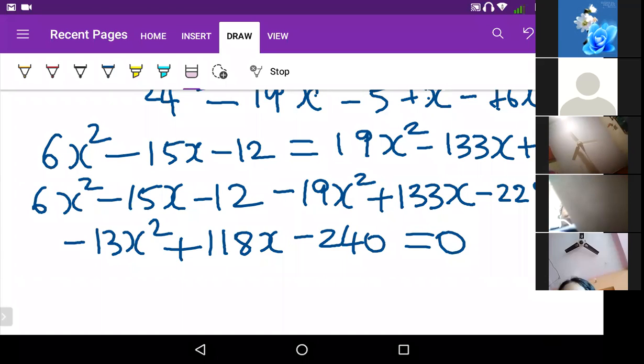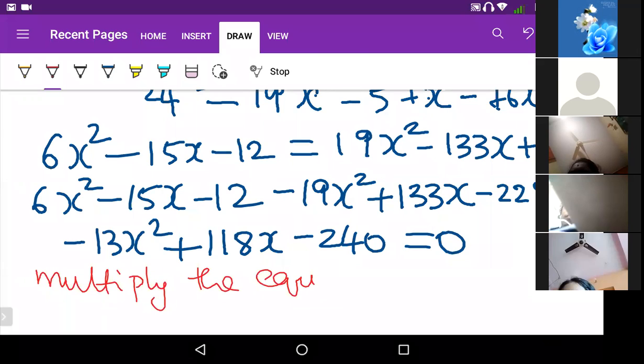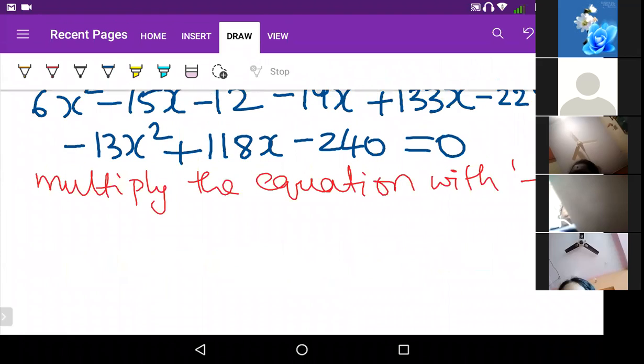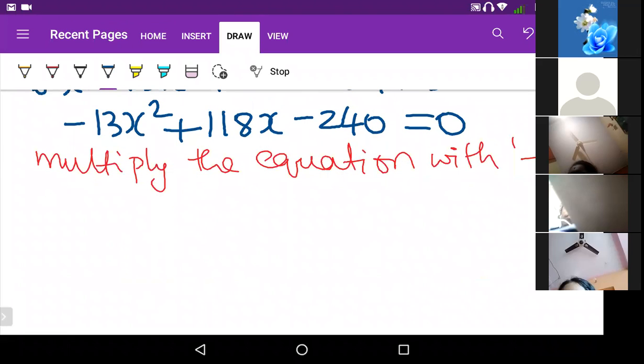But if you see, the first number, that is A, will be minus 13. So here what you can do, you can multiply the whole equation with minus. Okay. So multiplying the equation with minus. Okay. Now once you multiply the equation with minus, let us see what you are going to get.